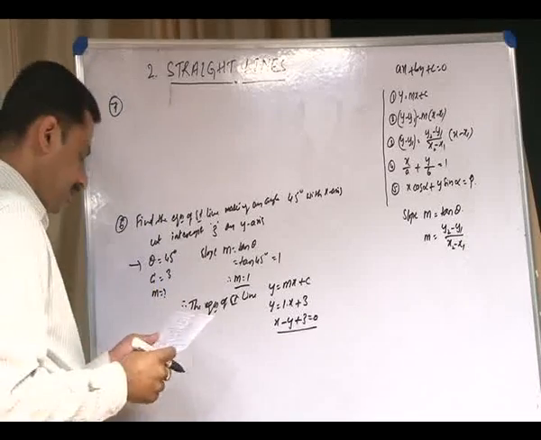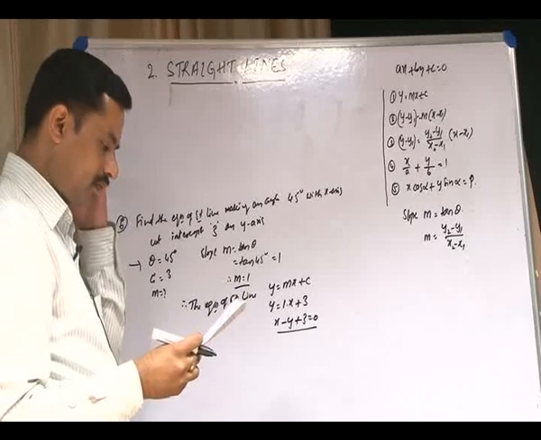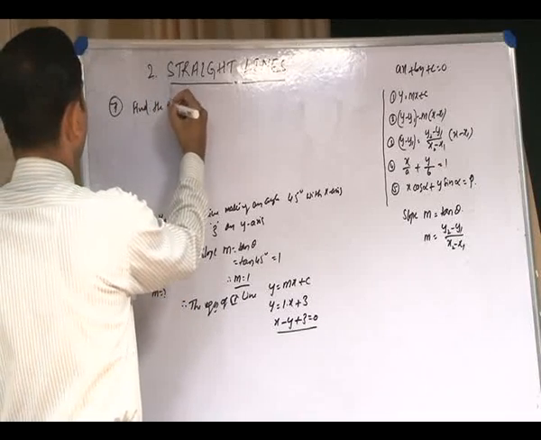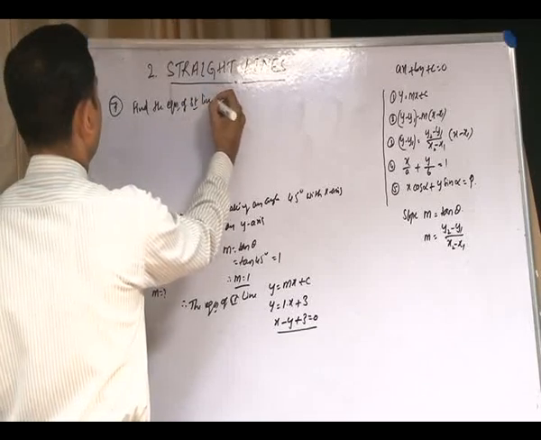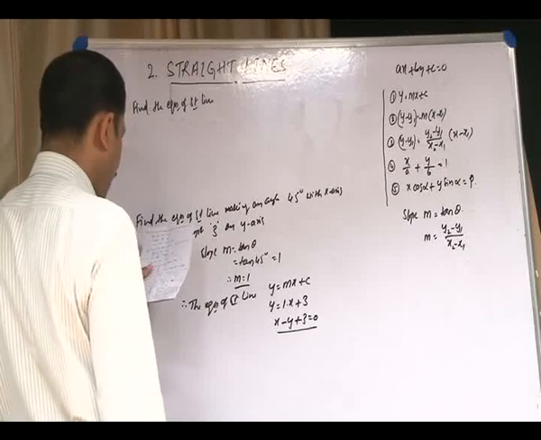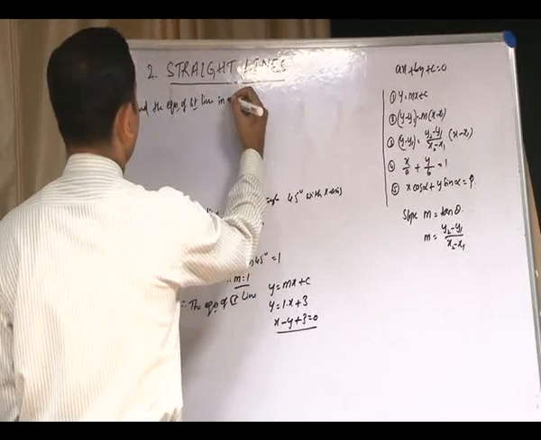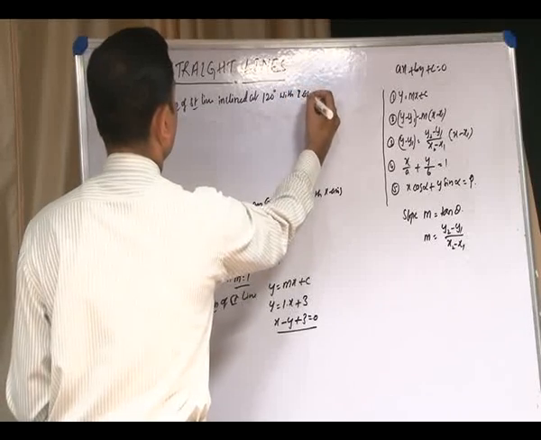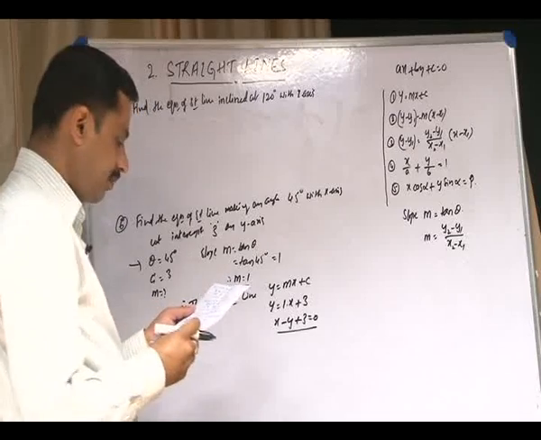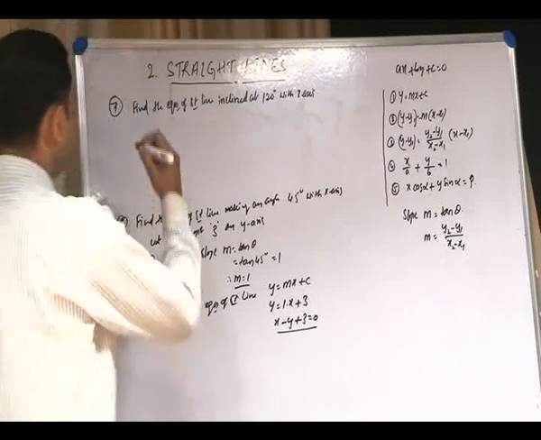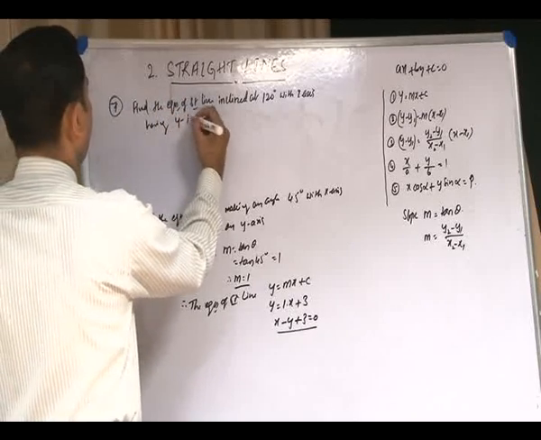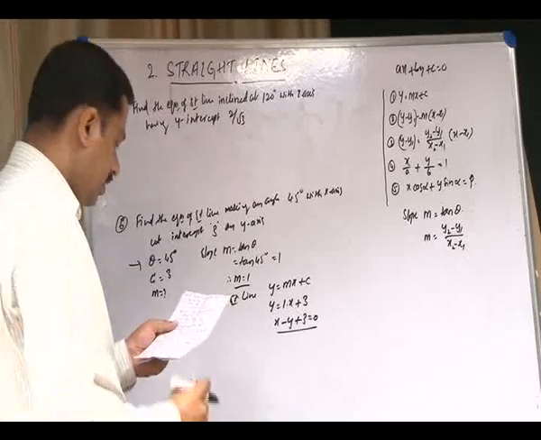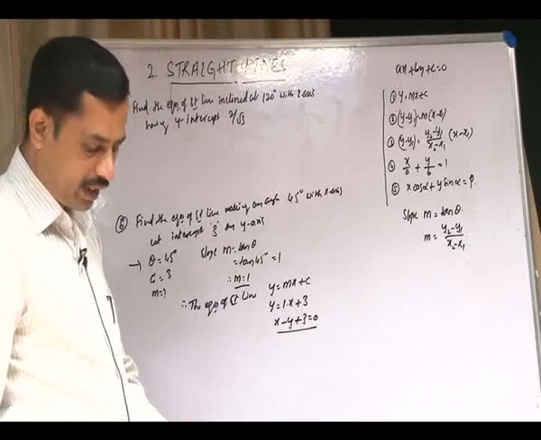Next problem. Find the equation of the straight line inclined at 120 degrees with x axis and having a y intercept 2 by root 3. So, I have to find the equation of the straight line.